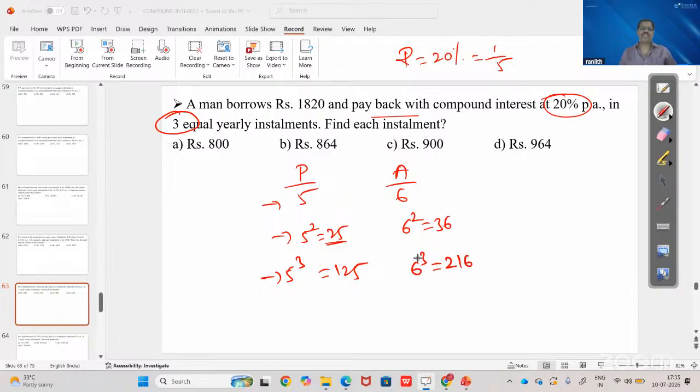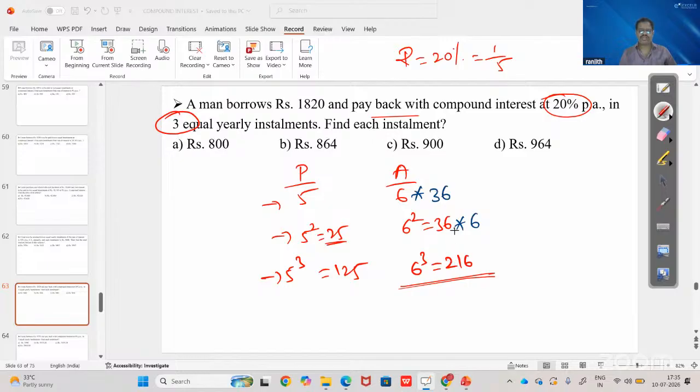So each and every installment will be the same. So the third year will be 216, and the second year is also the same thing. To get 216 we need to multiply by 6. To get 216 we need to multiply 36 times.